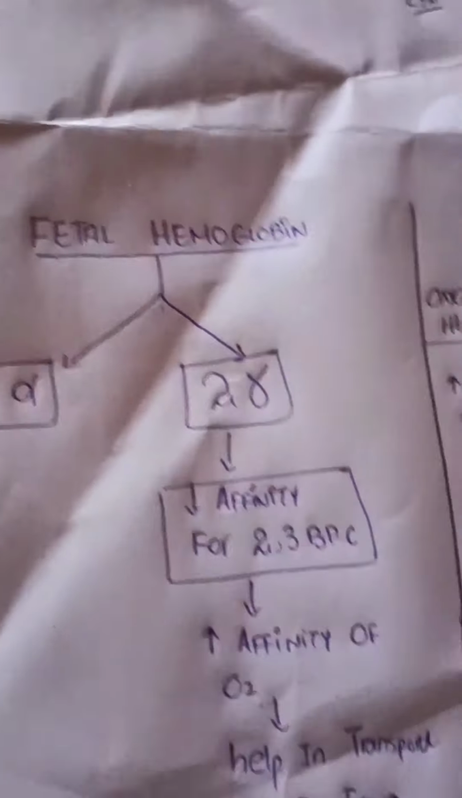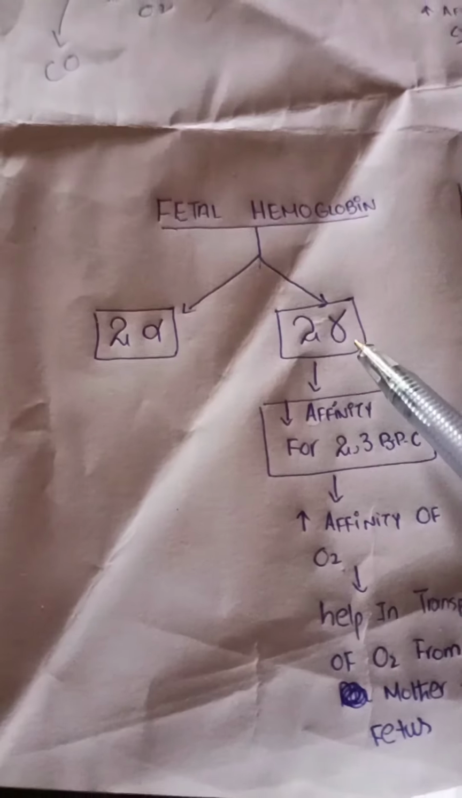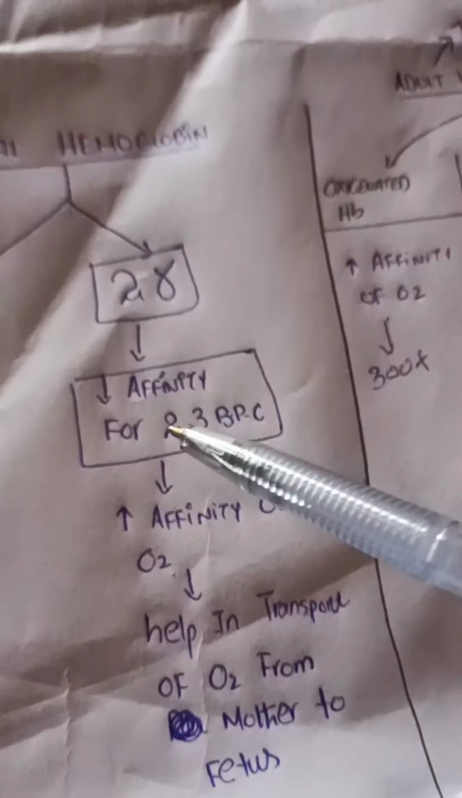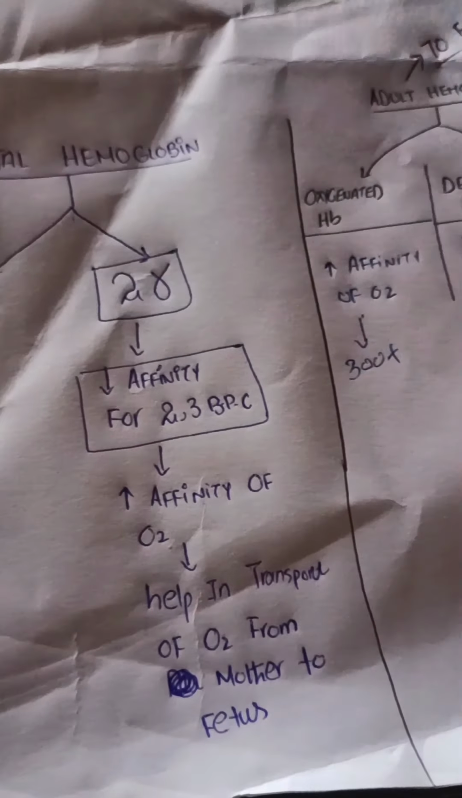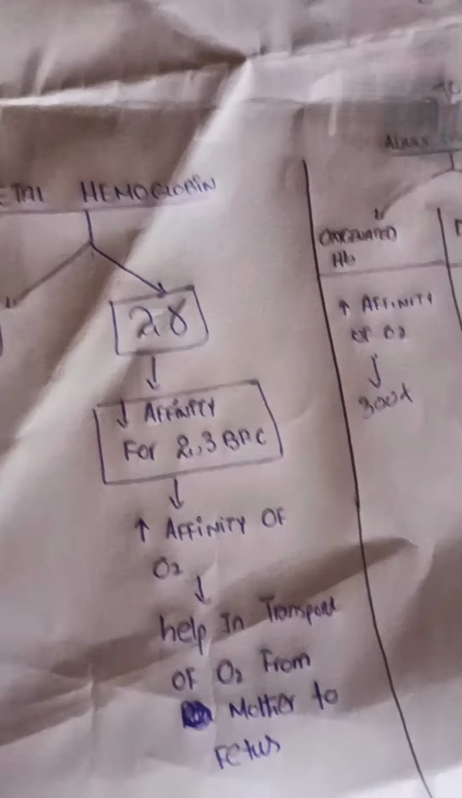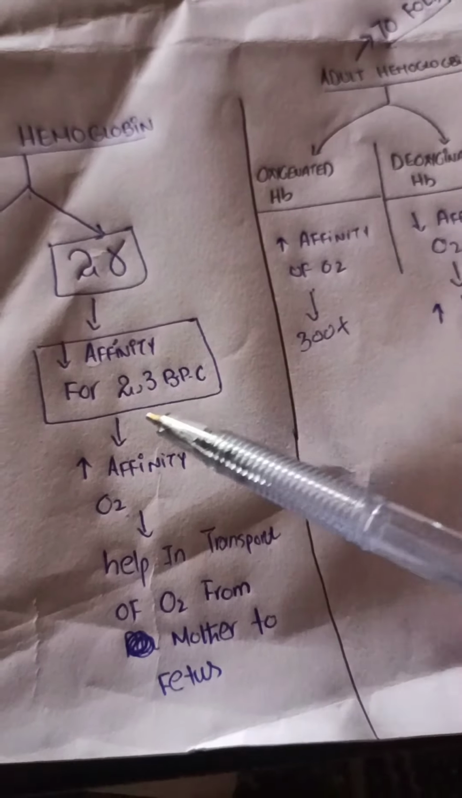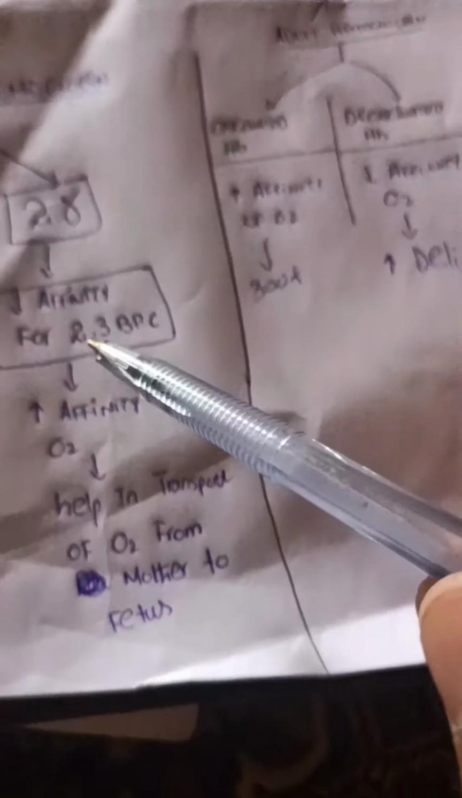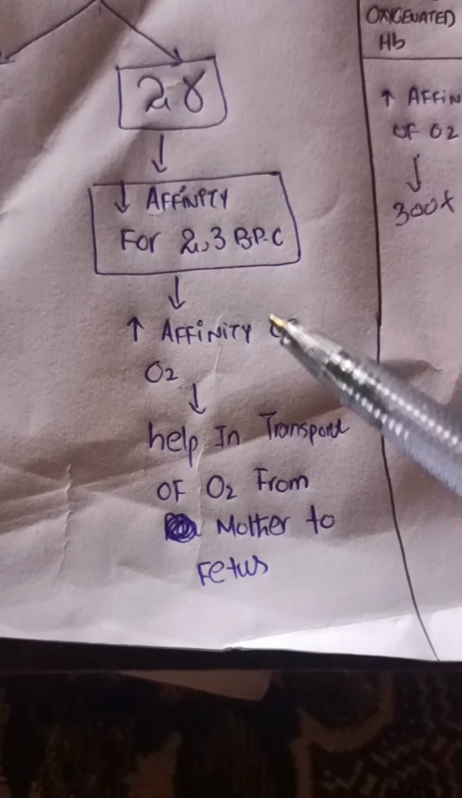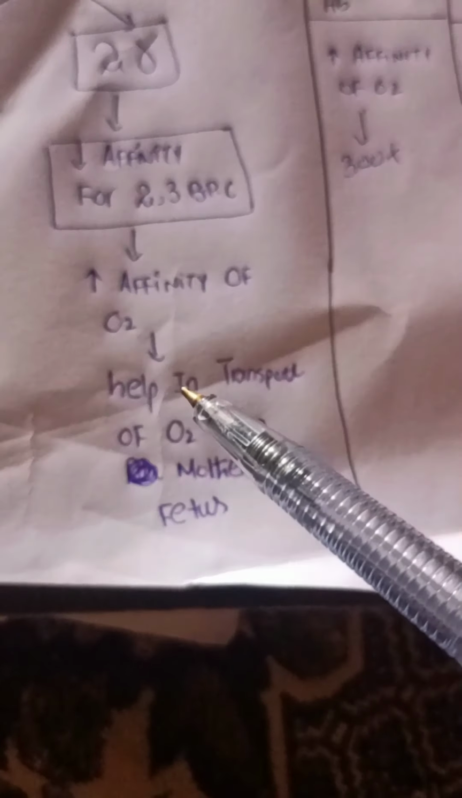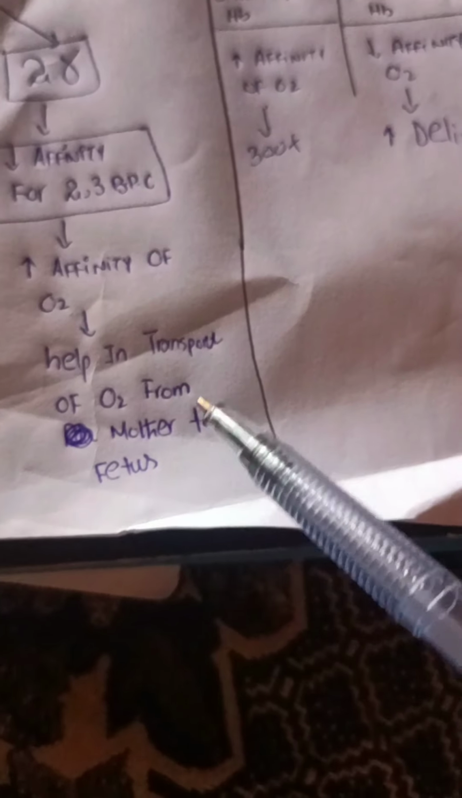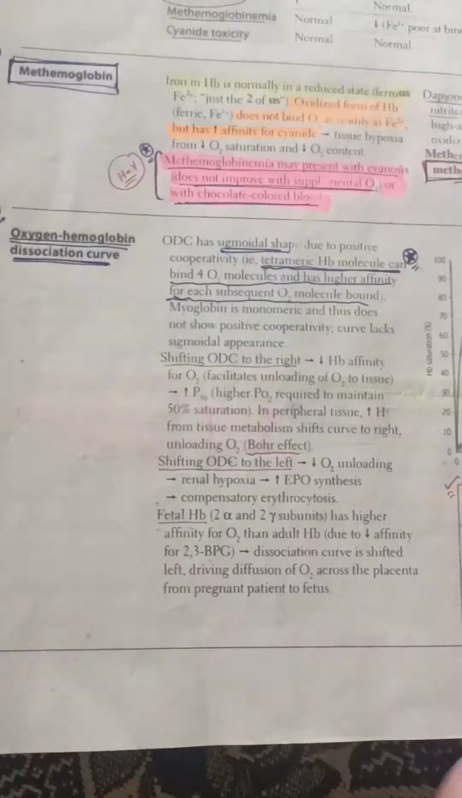Second thing is fetal hemoglobin. Fetal hemoglobin consists of 2 alpha chains and 2 gamma chains. The 2 gamma chains have decreased affinity for 2,3 BPG, while the 2 beta chains present in adult hemoglobin have increased affinity for 2,3 BPG. When the 2 gamma chains have decreased affinity for 2,3 BPG, it leads to increased affinity for O2, and this helps in the transport of oxygen from mother to fetus.